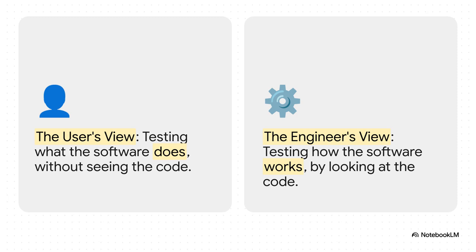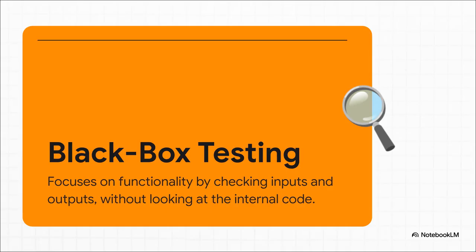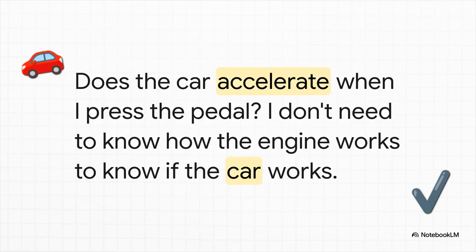My approach is all about that user's perspective, focusing on functionality. We call it black box testing. Think of the software as a completely opaque box. You don't know, and you don't even care what's happening inside. You just care that if you put a specific input in, you get the correct output out. Honestly, it's the most practical way to confirm the software meets what users actually need.